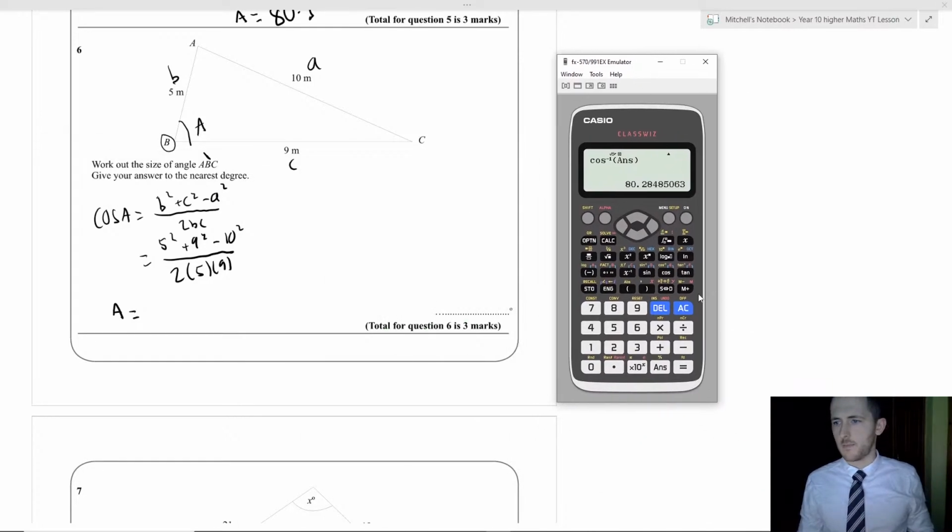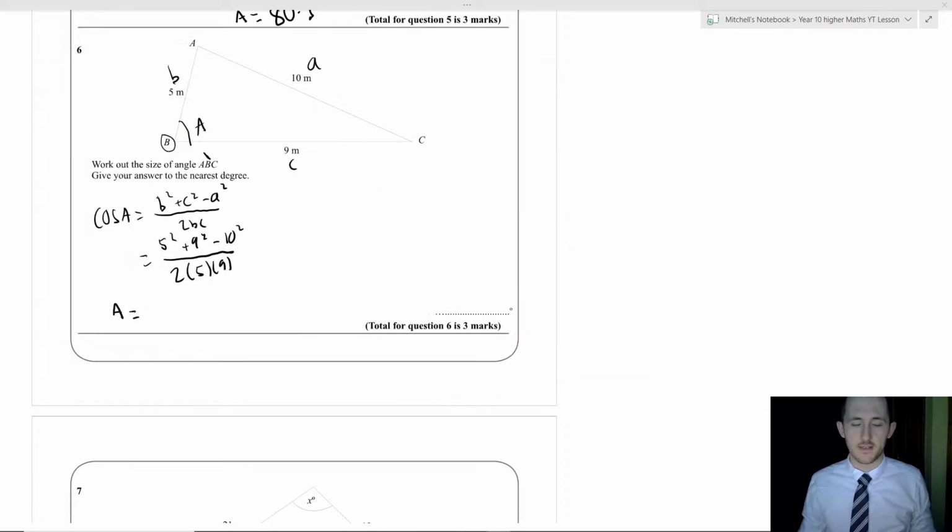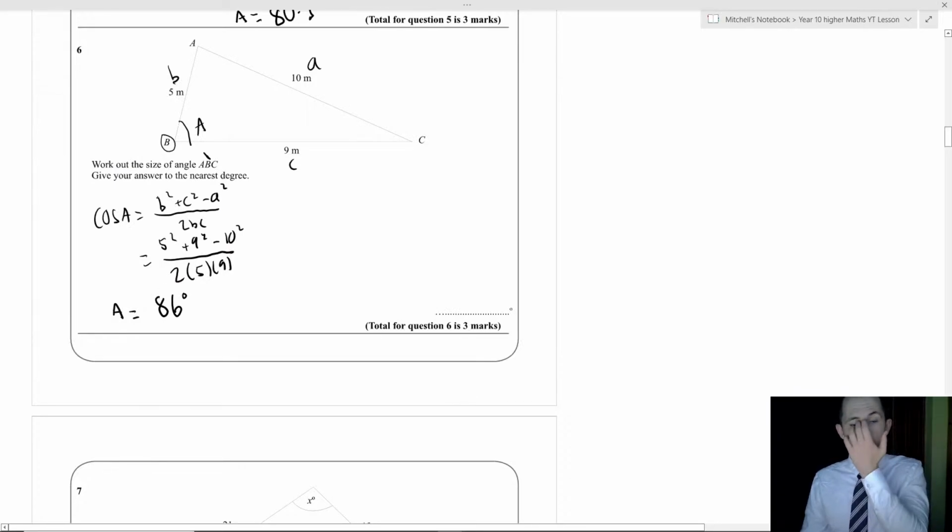So, hopefully that's not too bad. Again, do let me know if you're finding this tricky. But this is kind of the layout that you're expecting. So shift cos to get the inverse thing. And I'm going to do it all in one step like an absolute madman. So plus 9 squared minus 10 squared over 2, 5, 9. Close bracket. So I'm just going to show you that it does work if you do the whole thing in one step. 86, and it's to the nearest degree, so 86 degrees. Okay. And that's it. That's 3 marks.